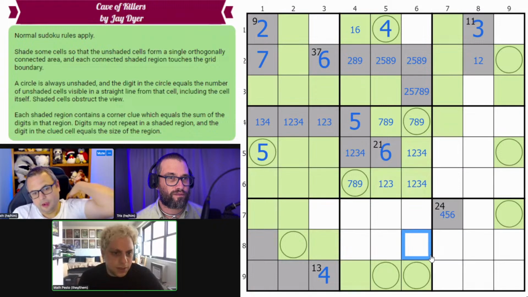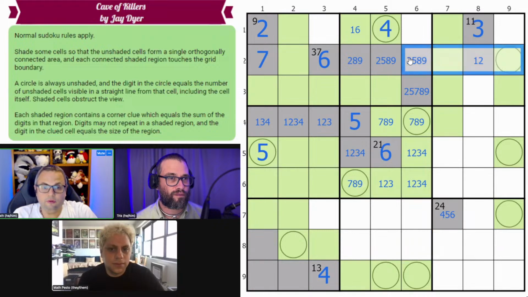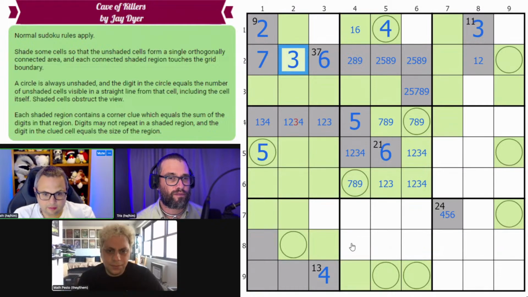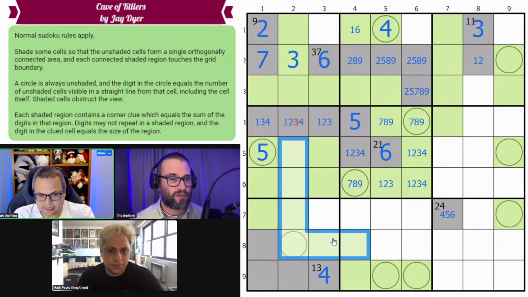Let's see. Laura says, where's 3 in row 2? 3 in row 2 is there. Good. Yes, this needs to avoid a checkerboard. Let's see. This number is at least 6 again, so this is 6, 7, 8, or 9.